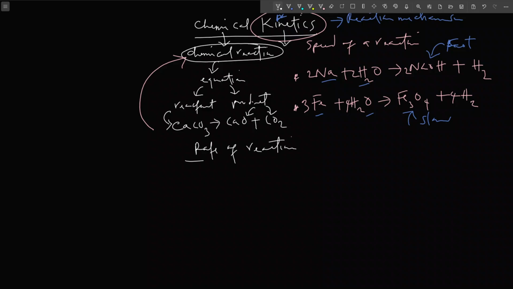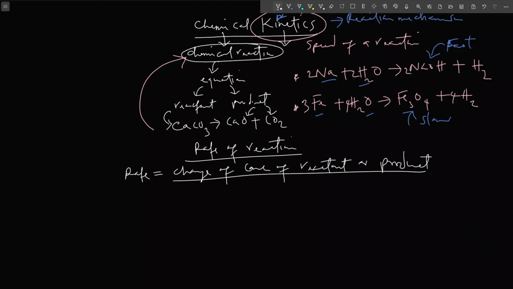By textbook definition, rate of a reaction is simply the rate of change of concentration. So you can say mathematically, the rate of a reaction is equal to the change of concentration of either the reactant or the product, divided by time taken. So when we divide the concentration of a reactant or product over time, we get the rate of that reaction. We get how fast that reaction occurs.